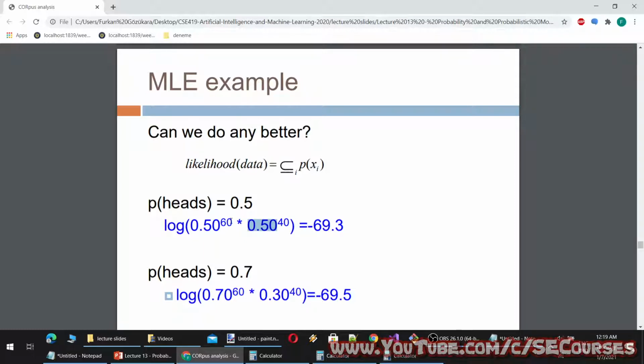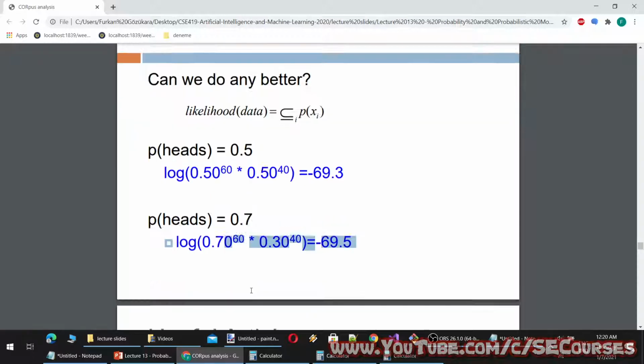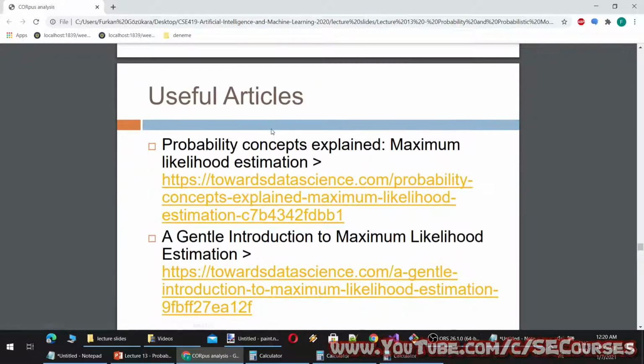And when we do 100 flips, the probability of it being like this is not like this, as you can see. And if we count P(heads) as 0.7, it is resulting like this. Okay, so then there are some articles, let's see them.